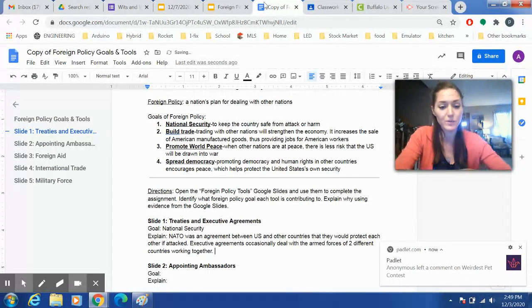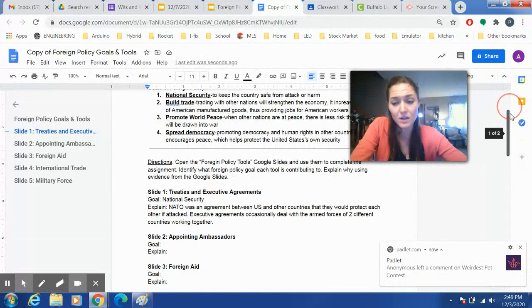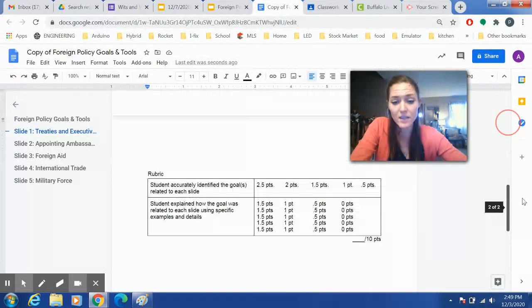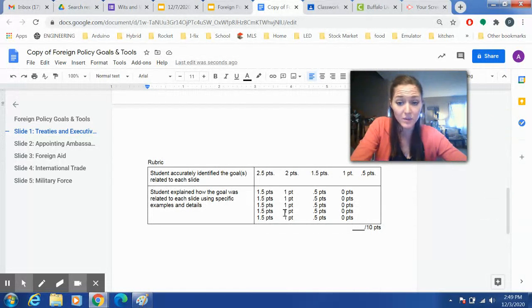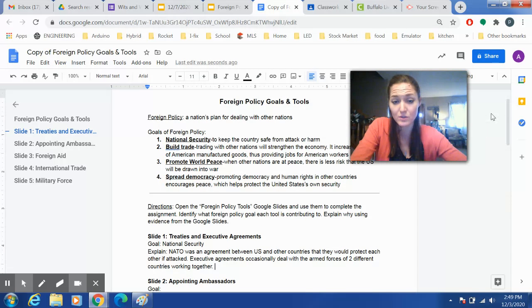So for our explanation, we can write down NATO was an agreement between the United States and other countries, and they would protect each other if attacked. Also, executive agreements occasionally deal with the armed forces of 2 different countries working together. All right, so make sure that your explanation includes specific details from those slides or even specific examples. The majority of your points for this assignment is going to be in that explanation part. So 7 out of the 10 points will be in the explanation. So make sure you don't skimp on those details.